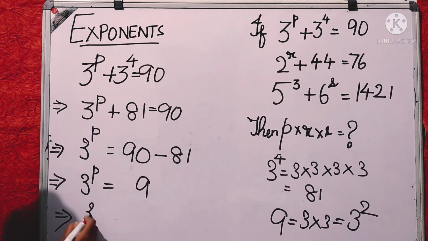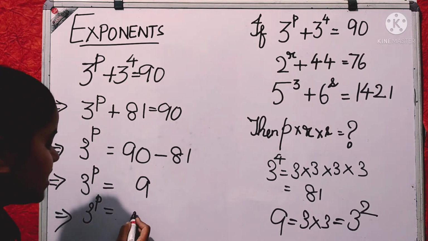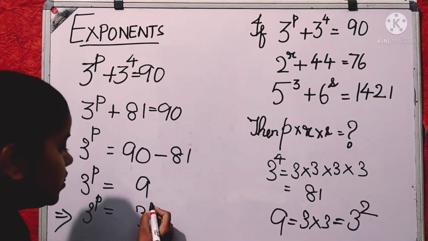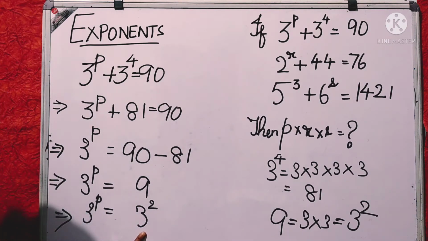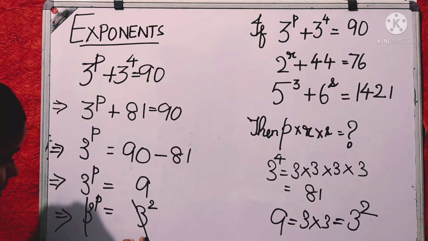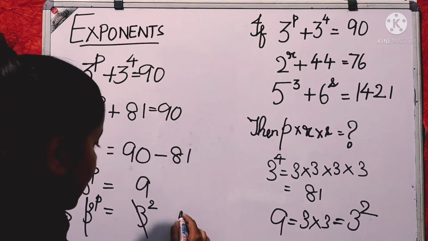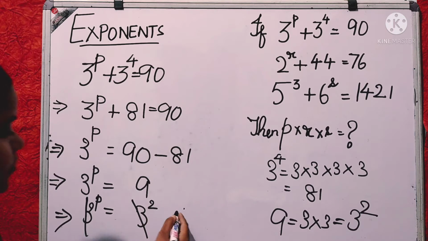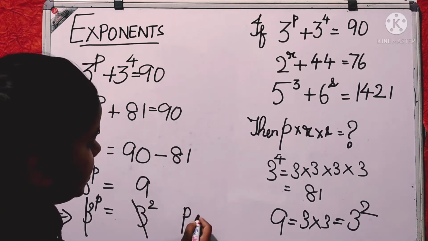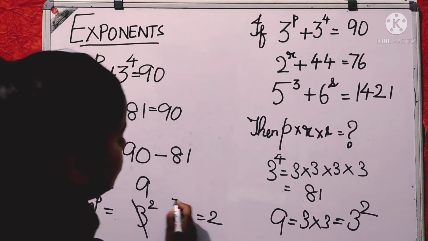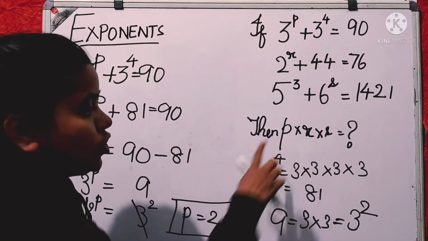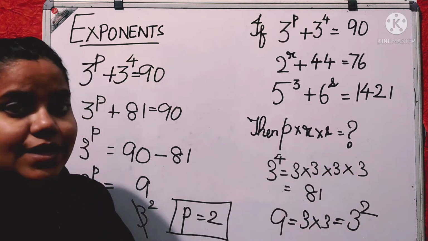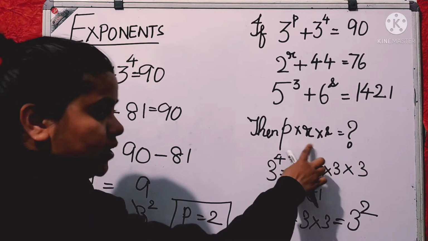So this is 3 raised to the power P equals, this 9 can be written as 3 raised to the power 2, because 3 into 3 is 9. Now we have the same base, so we can just cancel out the same base, and we get P equals 2. So now we have the value of P, that is 2.